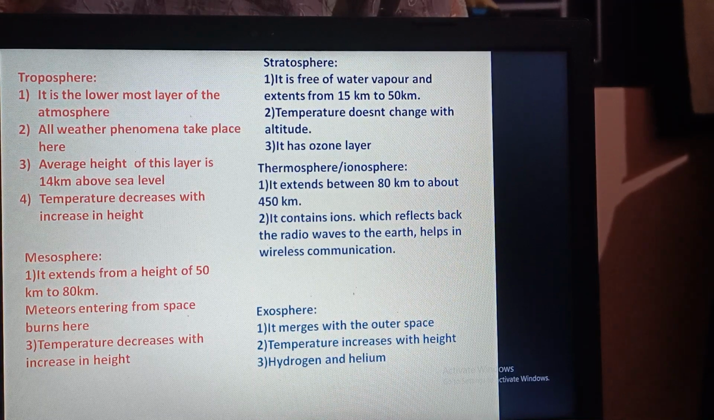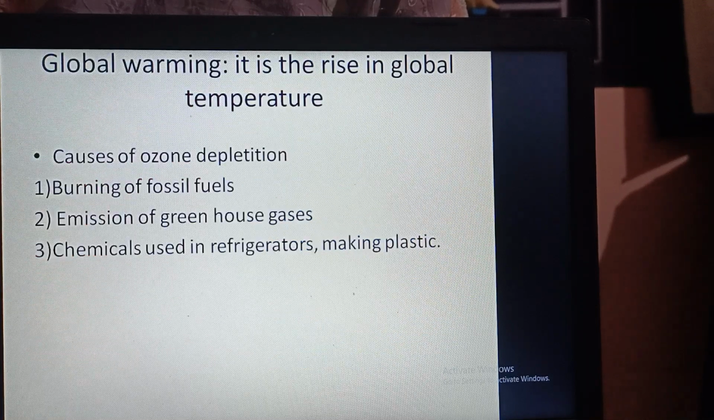Exosphere is the uppermost layer extending between 450 to 1500 kilometers from the sea level. It merges with the outer space. Temperature increases with increase in height. There are two types of gases found in exosphere: hydrogen and helium. So this is all about the structure of atmosphere.